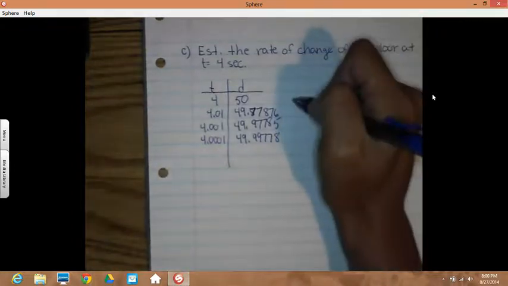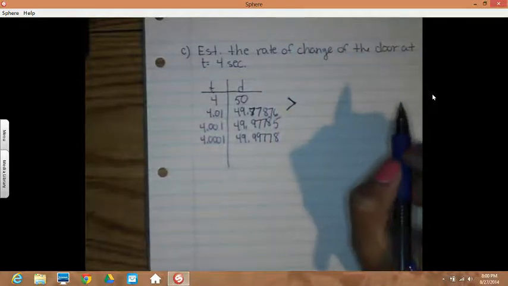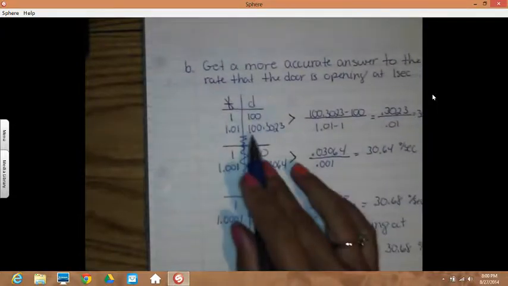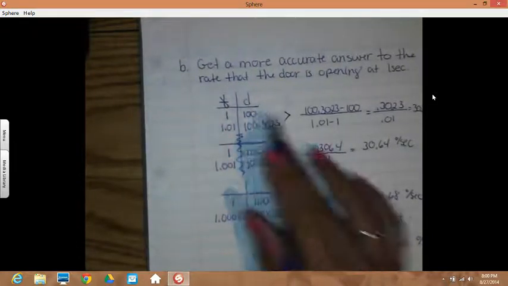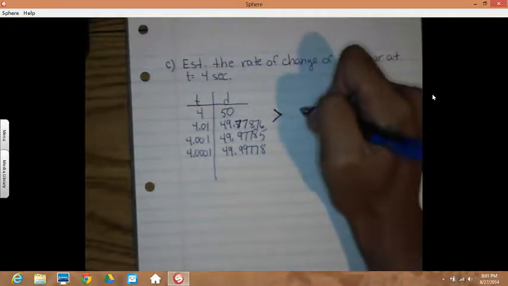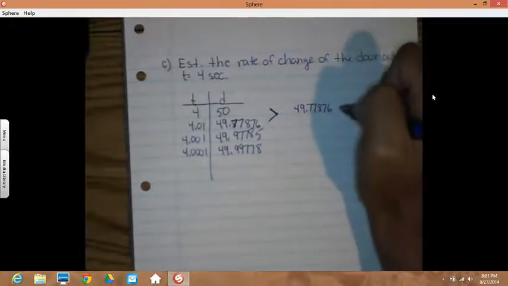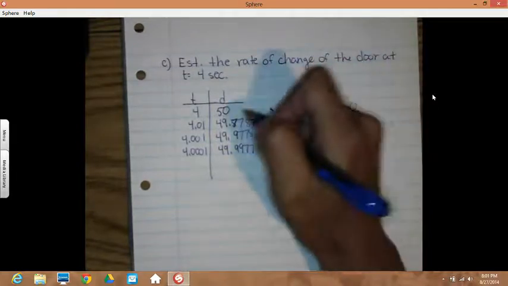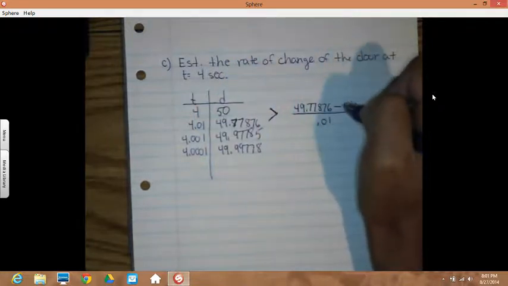So I need to subtract these two. Now be careful, the order you subtract makes a difference. Take a look back here. We were always taking the second value, the higher time value, its y value, minus the previous one. Well, when I do that here, I'm going to get the 49.77876 minus 50 over the change in time here is 0.01. I don't have to show that subtraction. We'll do that one.